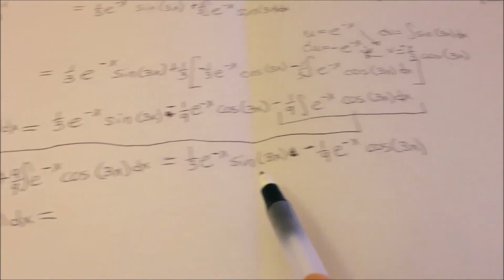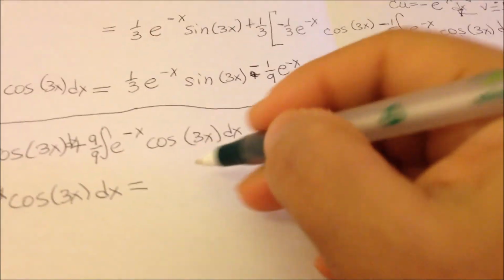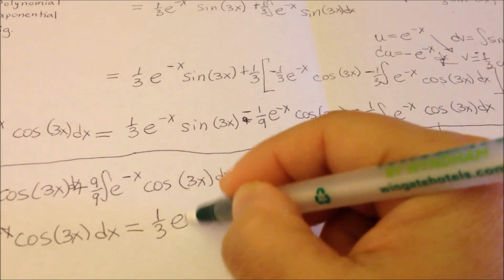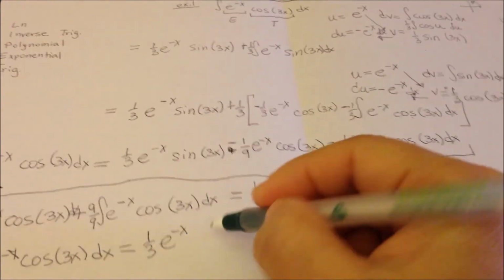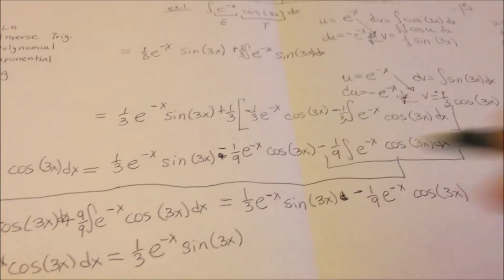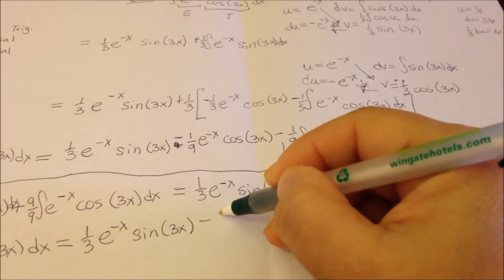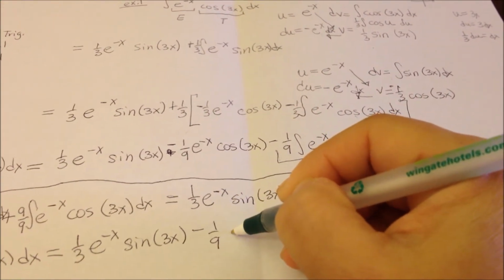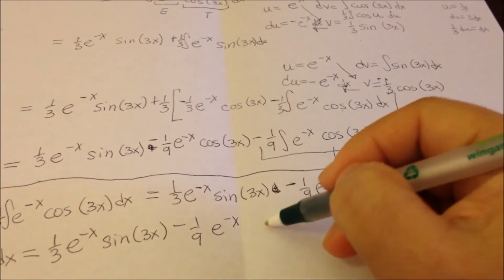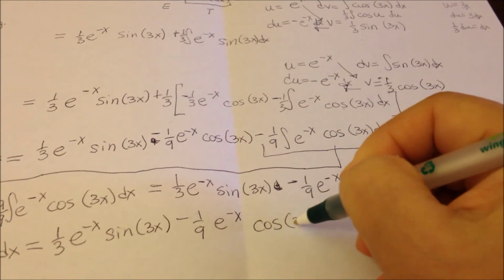And then I still have this part right here. So let me recopy that right there. So it's going to be 1/3 e to the negative x sine 3x and then minus 1/9 e to the negative x, and then cosine 3x, right?